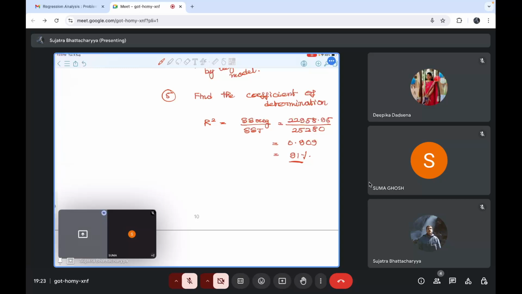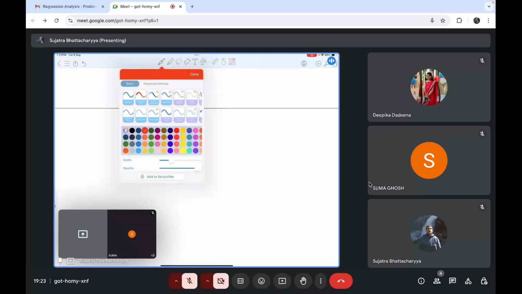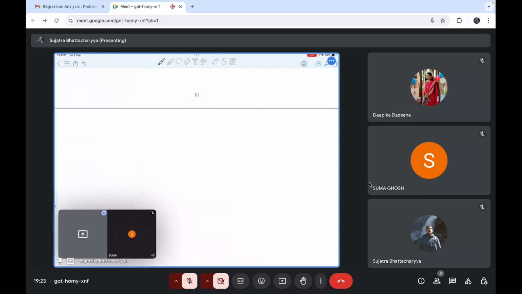Let's quickly go to different concepts. Half an hour is there, so we can do it. So now, the next is confidence interval for beta 1.